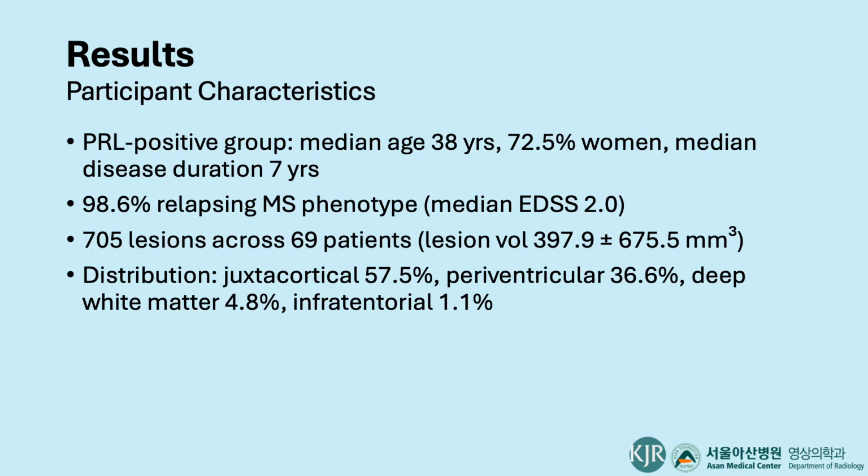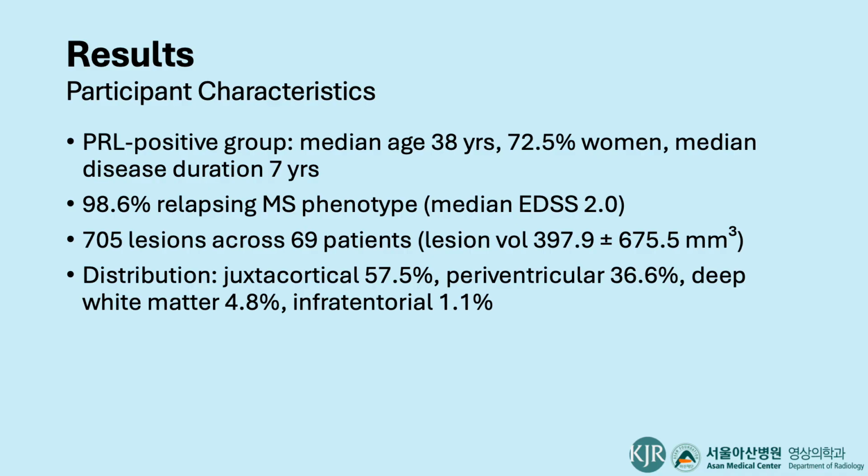Turning to our results, among the patients assessed, roughly 35% were PER positive. In that group, the median age was 38 years, about 72% were women, and the median disease duration was 7 years. Nearly all had a relapsing phenotype with a median EDSS of 2.